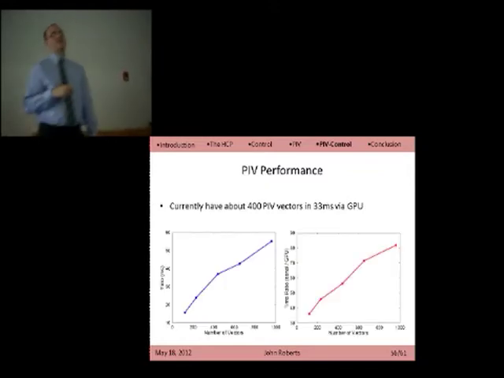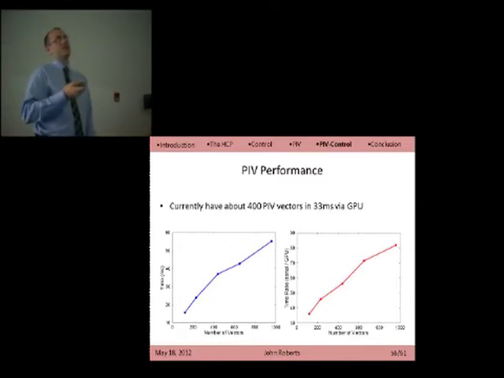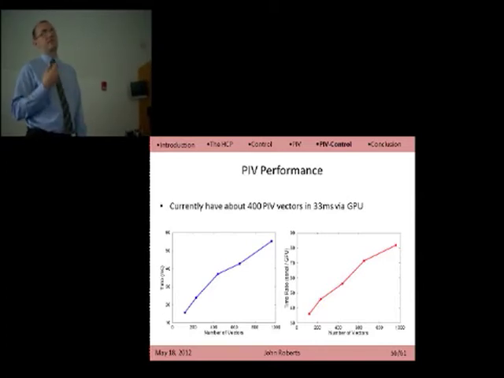So this is just showing that the GPU has bought us a lot. This is the time in milliseconds versus number of vectors. So again, for about 400, we're at about 33 milliseconds. So up to even 1,000, we're at about 15 image pairs a second. So we have pretty good processing.